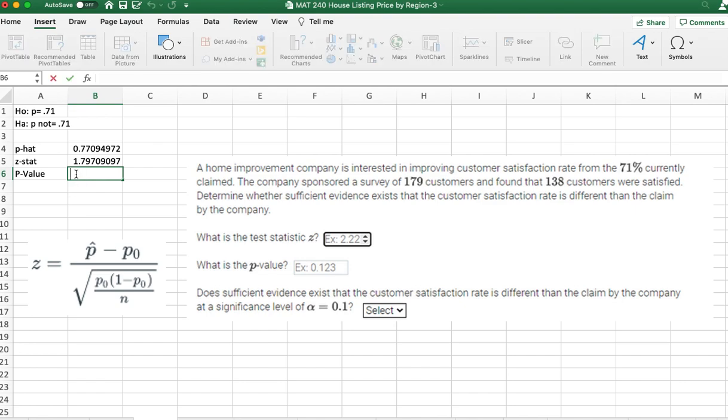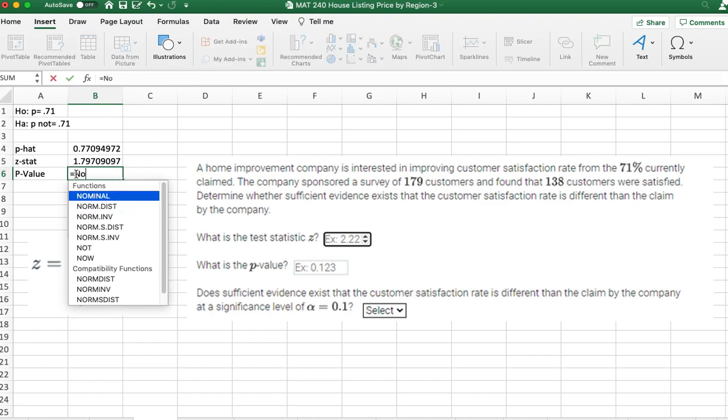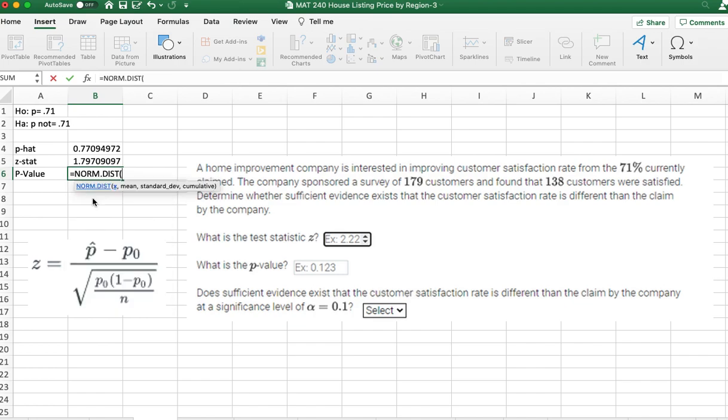So equals, we're going to use this function, NORM.DIST. Okay. And then we need our test statistic, which is in the middle. It's 0 standard deviations away from the mean. And I'll show that. And then 1 standard deviation and cumulative distribution true.